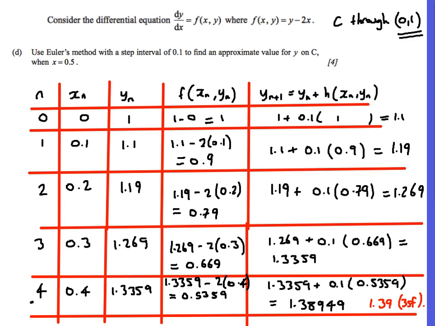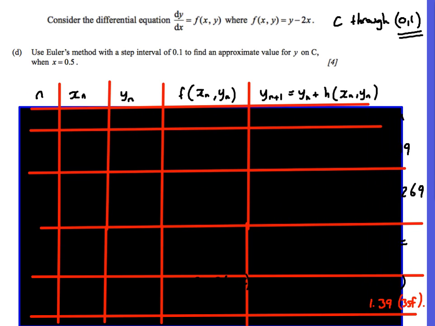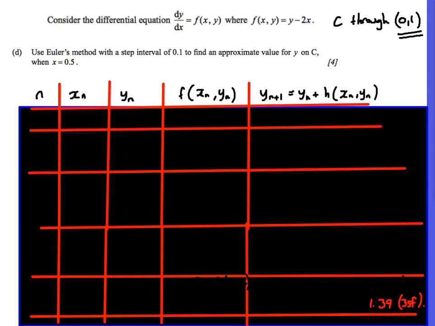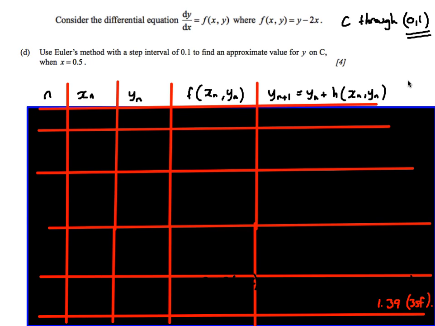Okay, and then the second question, we've got to use Euler's method with step intervals of 0.1 to find an approximate value for y on C when x is 0.5. So this is carrying on from the previous question. This is our differential equation, y minus 2x, that's the function.